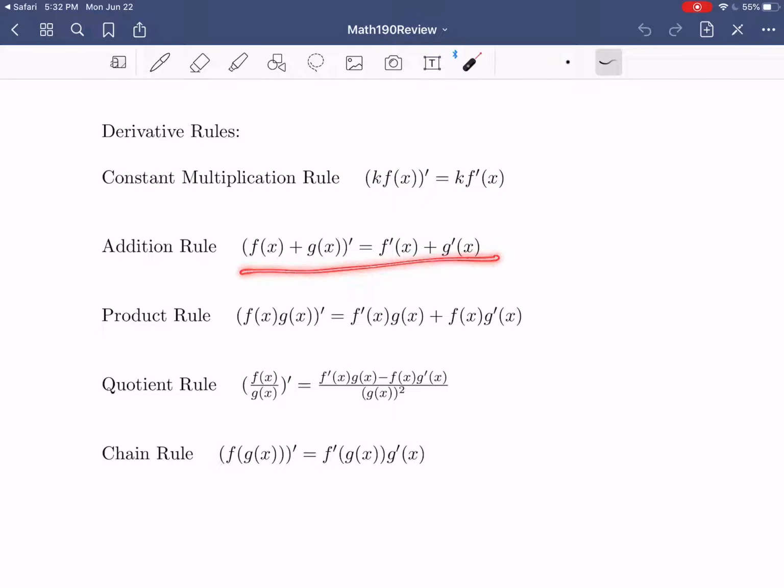And then there's the addition rule that says that the derivative of a sum of two functions, so the derivative of f of x plus g of x, is equal to the derivative of f of x plus the derivative of g of x. In other words, the derivative distributes over addition.